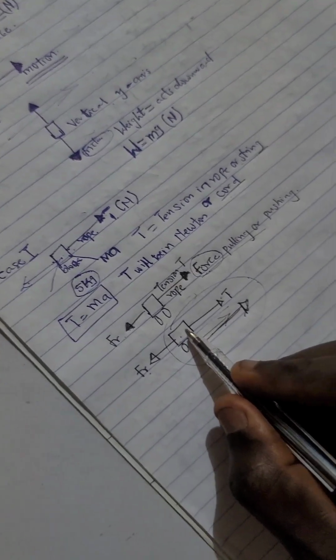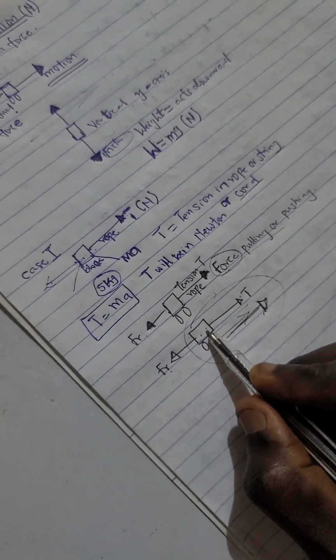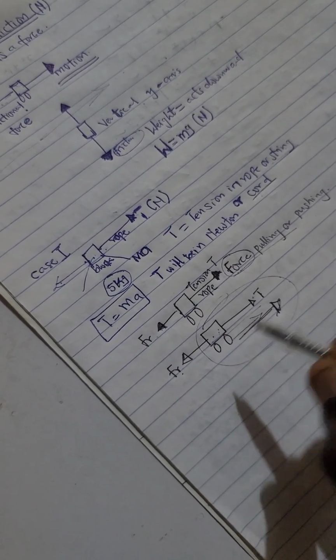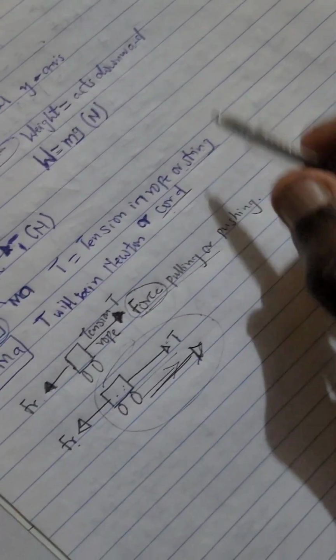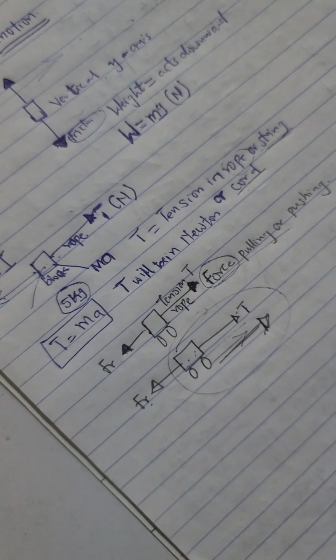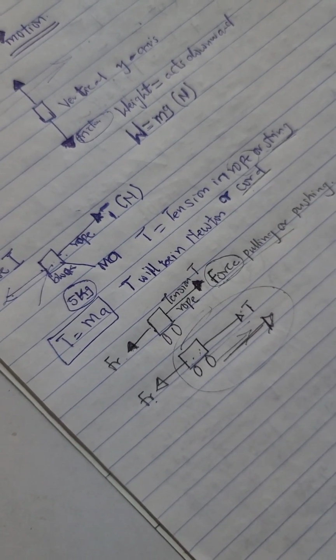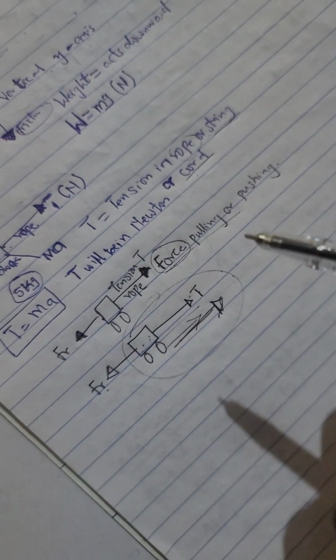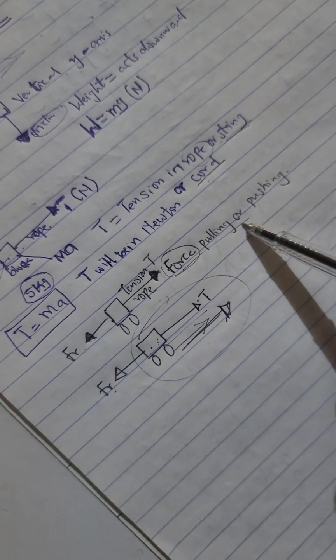If there is a block, a mass, or an object that is supposed to be dragged by a cord or a string or a rope, the force you are going to apply to it to drag it, the moment you have the rope in your hand, is going to be the force of pull or push.